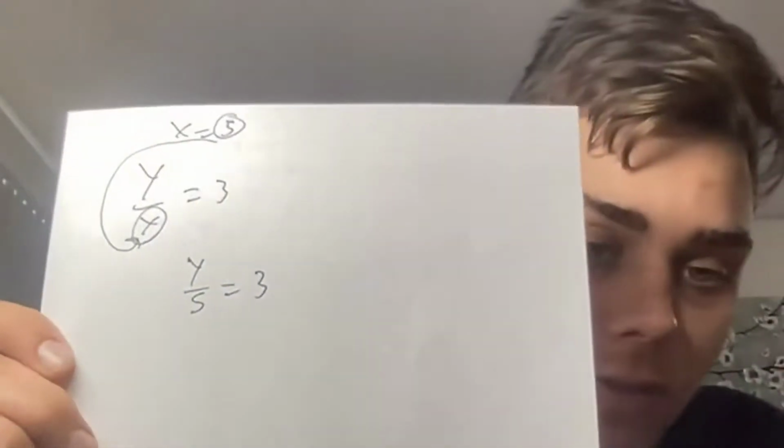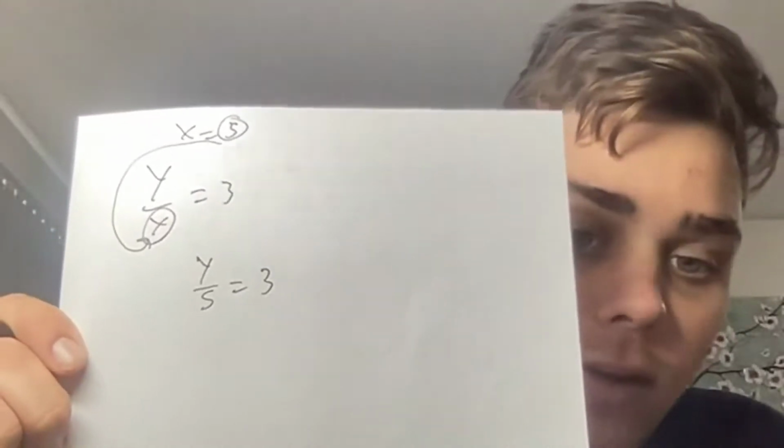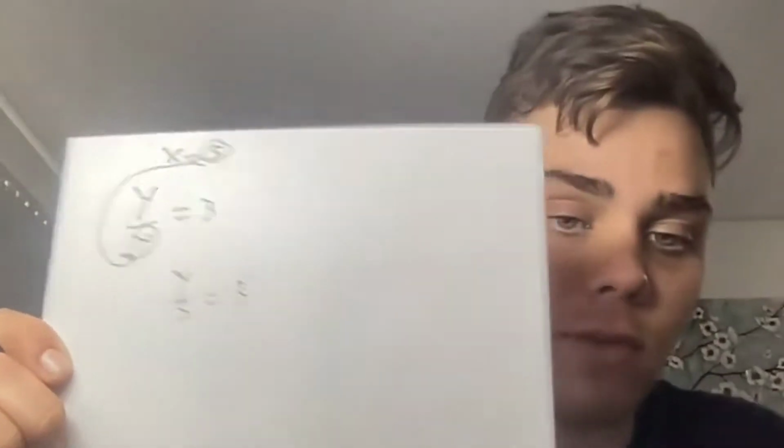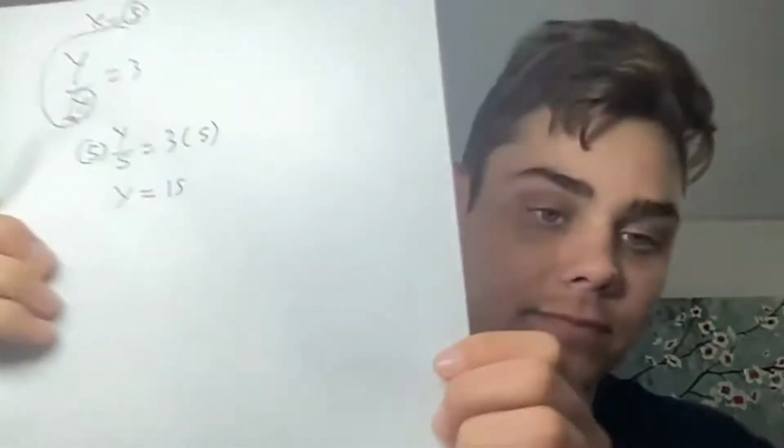Now, we still have to get y. We want to simplify things so that we only have a variable on one side and the number on the other side. The problem is that there's a y over 5. How do we get rid of that? We just have to multiply both sides by 5, which will get rid of that 5 and give us the value of y. So we multiply both sides times 5 and simplify, and we get y equals 15. So now we have x equals 5 and y equals 15.